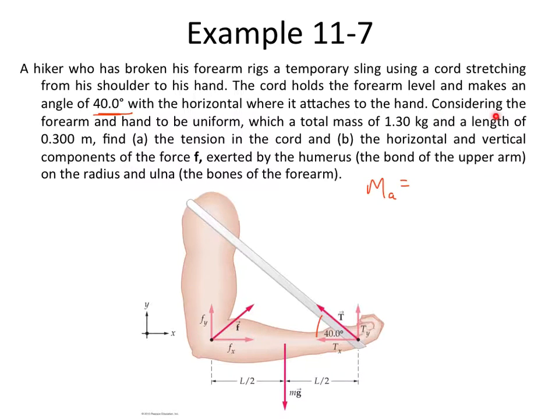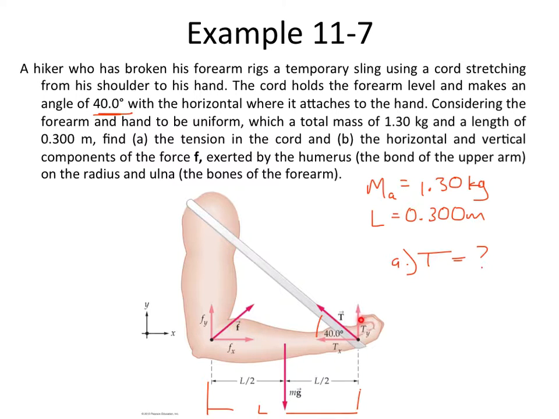So the whole mass of the forearm is 1.30 kilograms, and that length right there, we'll just call it L. That is 0.300 meters. We want to find two things. A, we want to find the tension in the cord, or the strap, or whatever is attaching the arm to the shoulder. Tension we want to find, which probably means we're going to need to find Tx and Ty.